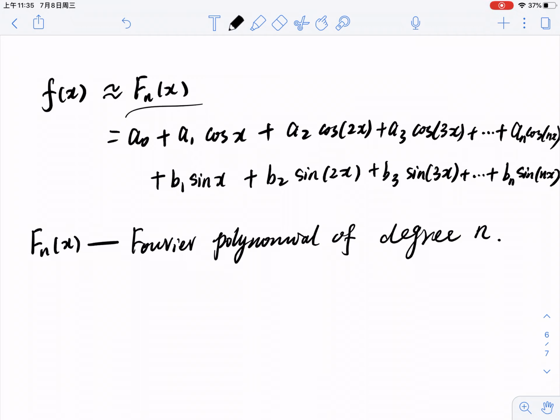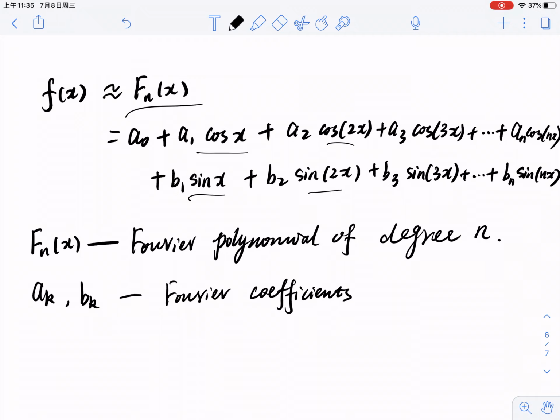The numbers ak, bk are called the Fourier coefficients. Note that since all the functions cosine kx repeat every 2 pi, so must the original function f(x). For such a function, there is a formula for the Fourier coefficients which gives a good approximation to f.